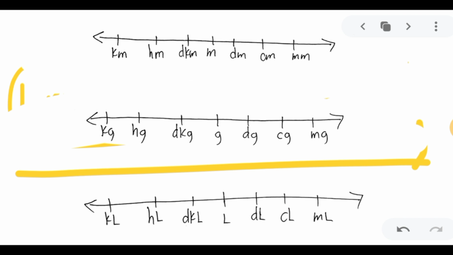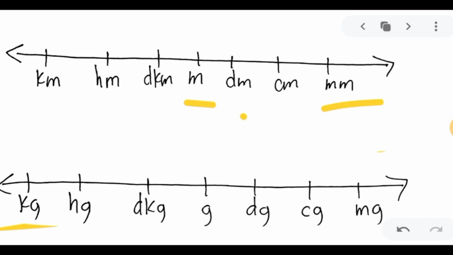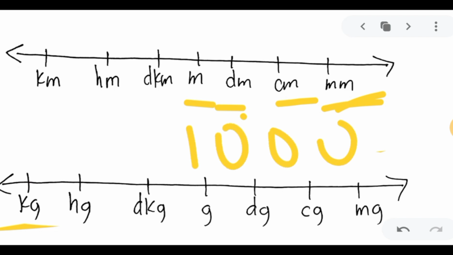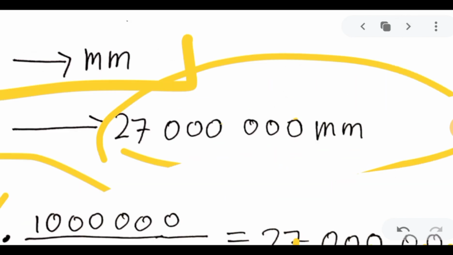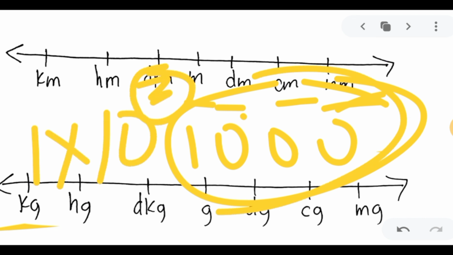Ito yung meter, tapos ito yung meter, ayan. Lakayan ko nga. Tapos ito yung millimeter. Ilang movement? 1, 2, 3. 3 positions. So, 3 decimal places na movement. And then, therefore, mayroon siyang 3 zeros. So, 1, 1, 2, 3, that is 1,000. Okay? Or pwedeng 1 times 10 raised to 3. Same value din yan. Ibig sabihin lang ito 3 zeros.